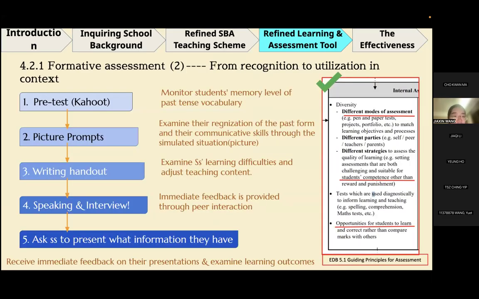So the second purpose for formative assessment is that we want students to learn from recognition to finally utilizing the simple past tense in context. So you can see those activities we have designed. We want to give students assessment step by step. So finally, students can gradually learn how to use simple past tense in realistic scenarios by themselves. Next page, please.